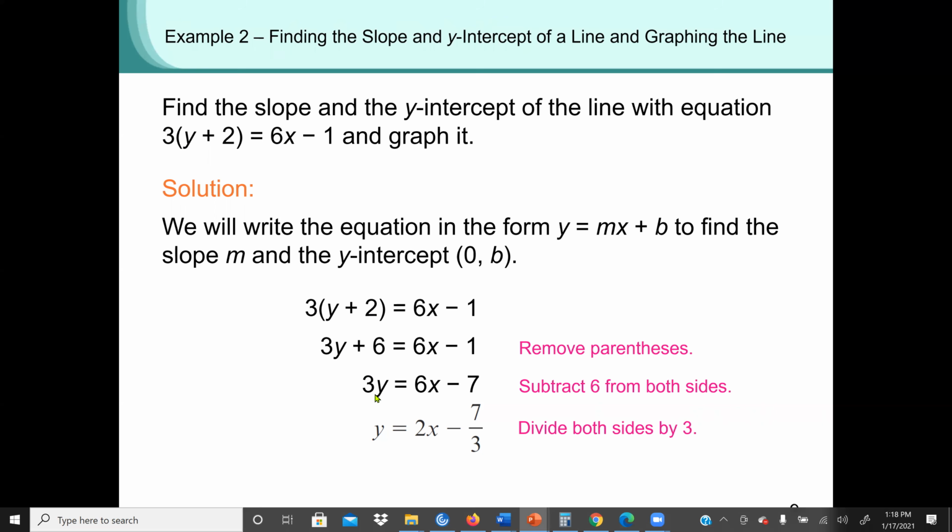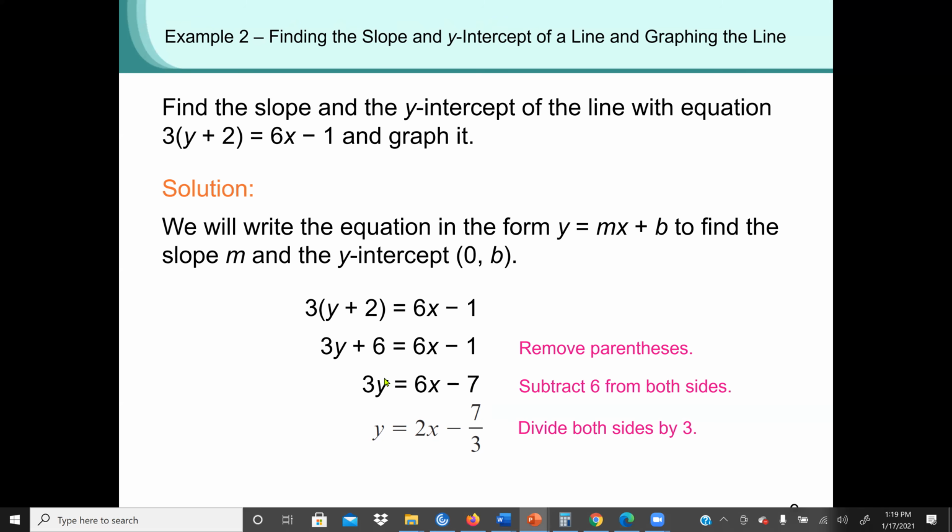And here we get 3y equal to 6x minus 7, because plus 6 crosses the equal sign and becomes minus 6. Minus 6 minus 1 will give me minus 7. So to find the value of y, we divide 6 by 3 and we divide 7 by 3. So we get 2x minus 7/3. Now, this is our answer. Find the slope and the y-intercept. So the slope is 2, and the y-intercept is minus 7/3.